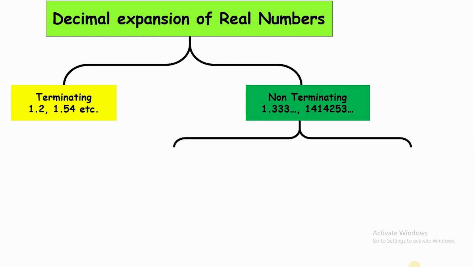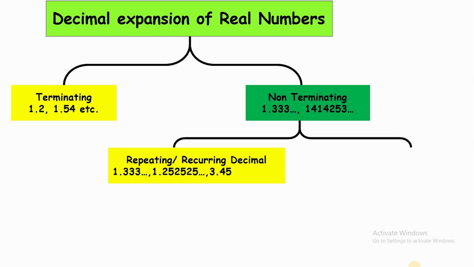And non-terminating decimal expansions are further classified into two groups, that are non-terminating repeating decimal numbers such as 1.33. Here 3 is repeating, and the second one is 1.252525. Here 25 is repeating, and in the third example you will see that 3.452452452. So here 452 is repeating. This whole block is repeating.